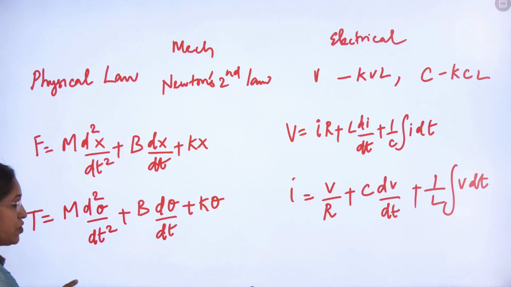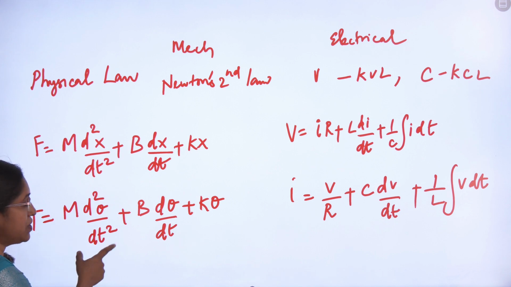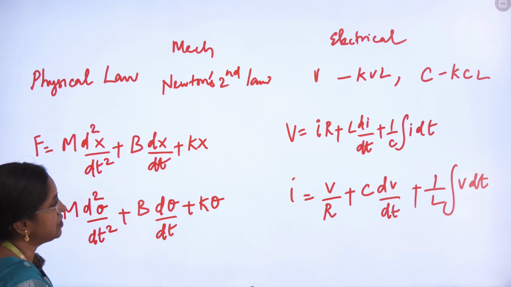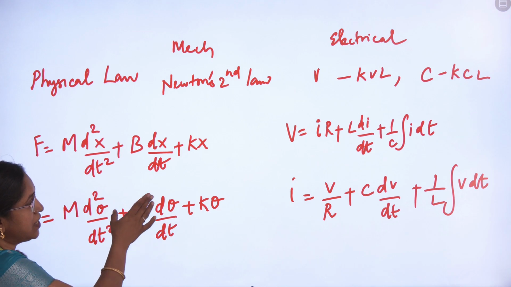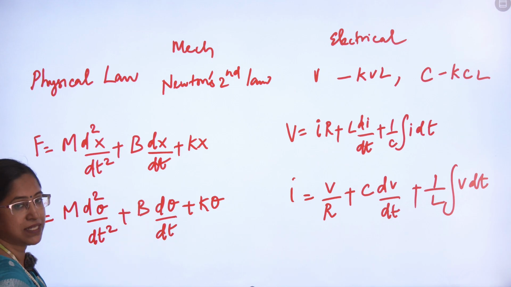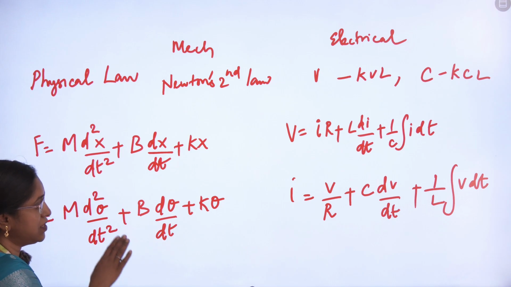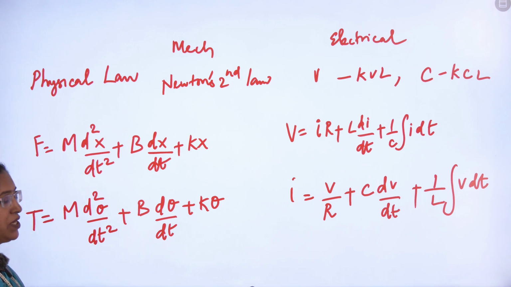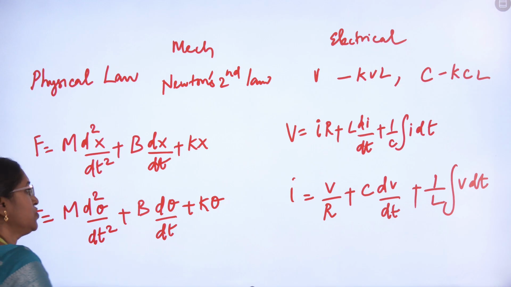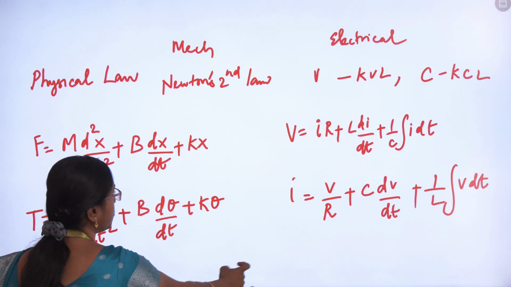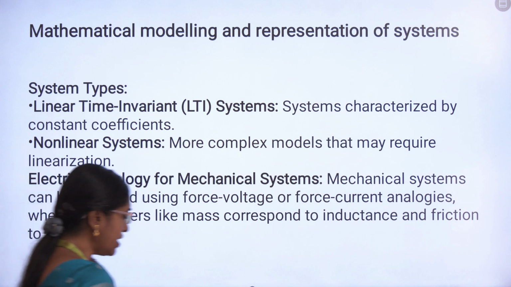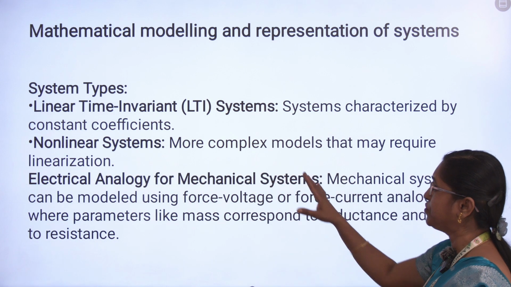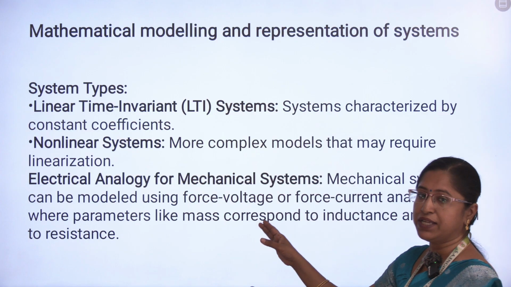If it is a rotational system, you can write it as torque is equal to J d square theta by dt square plus b d theta by dt plus k theta. And similarly in electrical, the equation when the supply voltage is given to the circuit with R, L, C in series is V equal to IR plus L di by dt plus 1 by C integral of I dt, and in case of current it is I equal to V by R plus C dV by dt plus 1 by L integral of V dt. So these are the governing differential equations for both mechanical and electrical system. So we can say that the systems can be again divided into linear time invariant system and non-linear system.